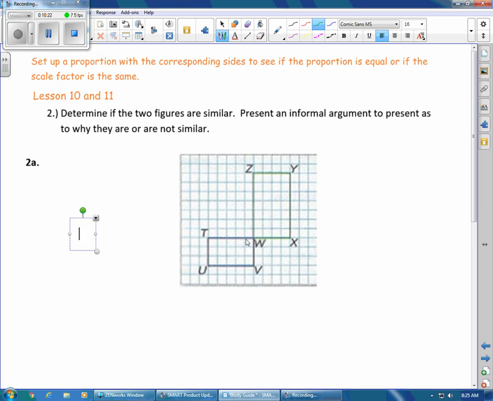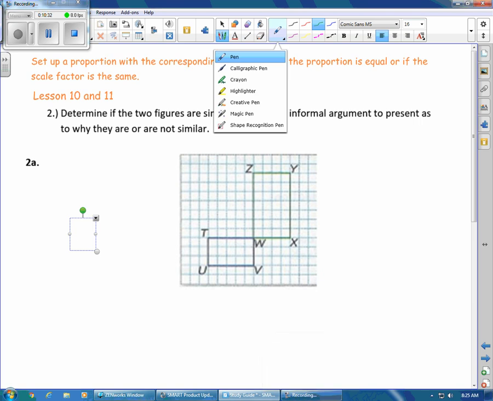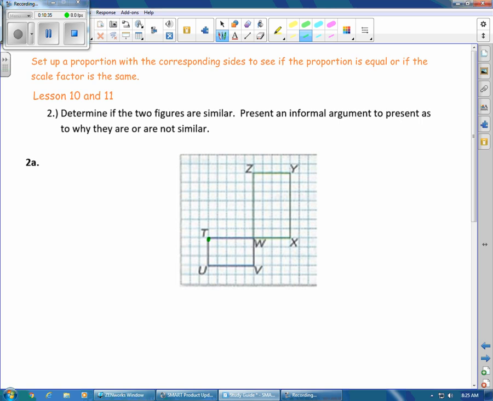So what do I have here? I've got two rectangles. I've got a little rectangle. I have a bigger rectangle. So what are corresponding sides? On the little rectangle, I have a shorter side. It's TU. On the big rectangle, I have a shorter side. It's YZ. On the little rectangle, I have a longer side. That's TW. And on the big rectangle, I have a longer side, and that's WZ. So now I'm going to set up a proportion for the lengths of those sides to see if they are in fact equal or not equal.